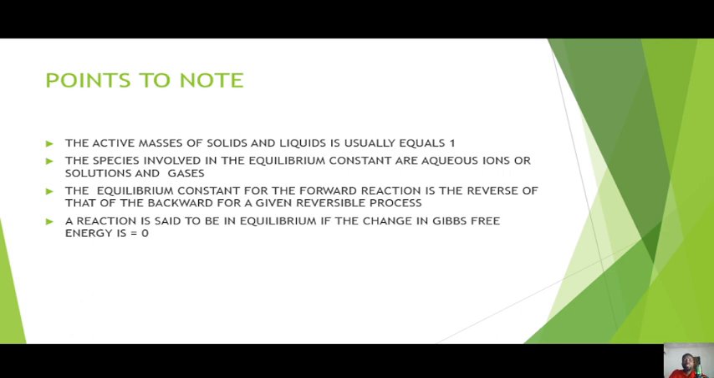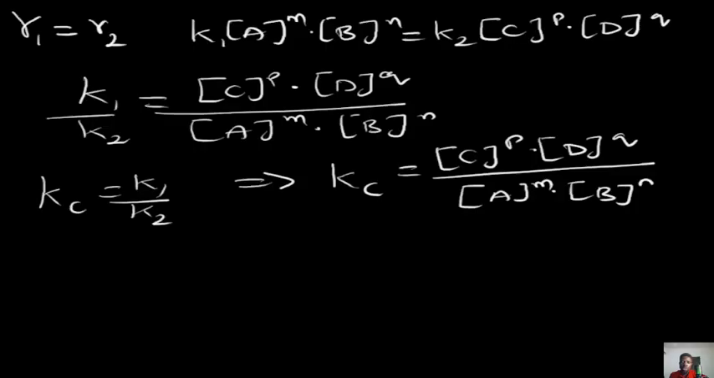Then the third point is that equilibrium constant for the forward reaction is the reverse of that of the backward reaction for a given reversible process. I think I might have to just quickly express it or explain this briefly on the screen. So let's go back to our screen.